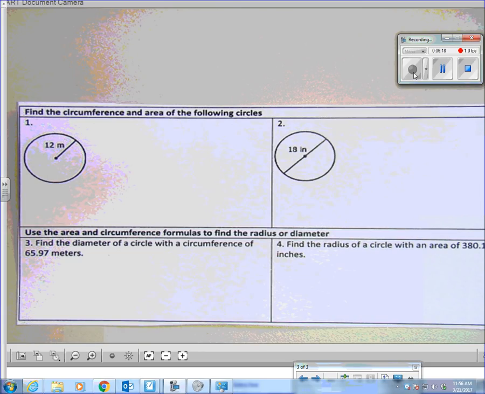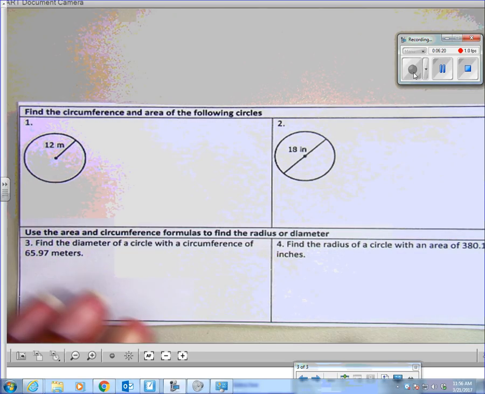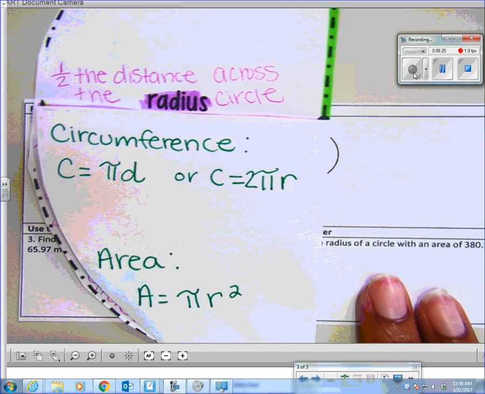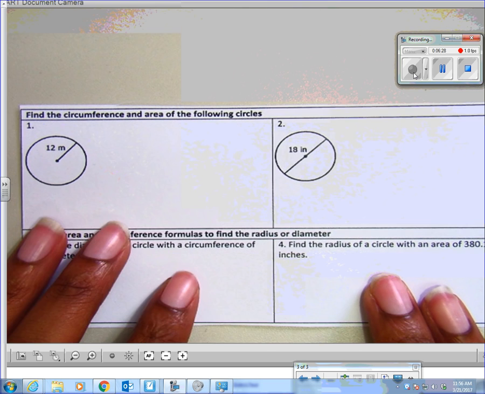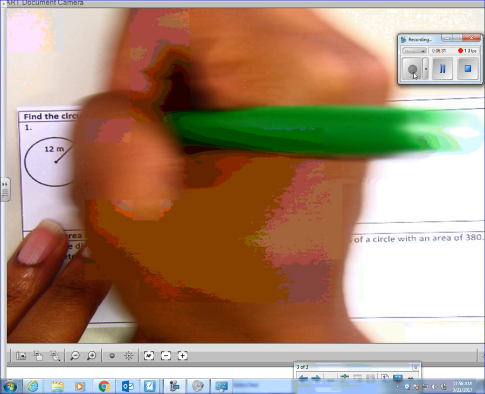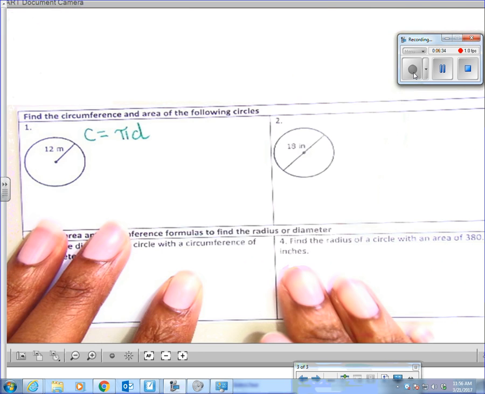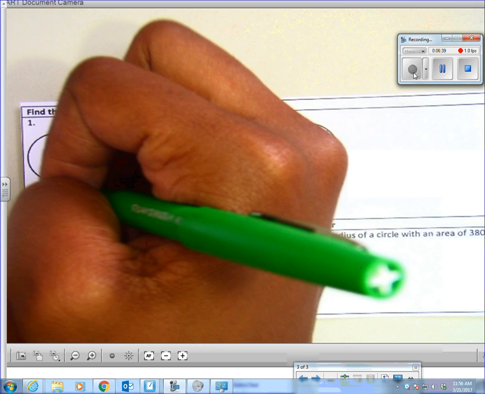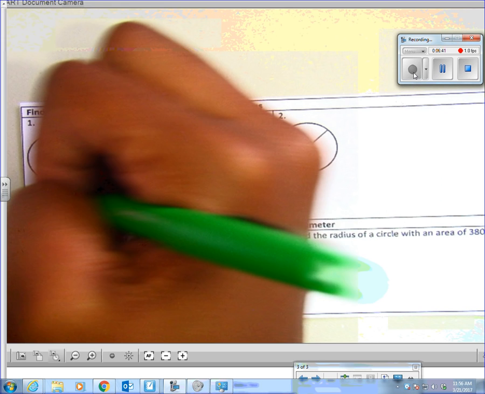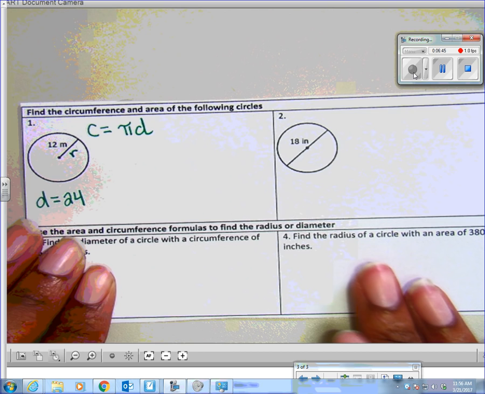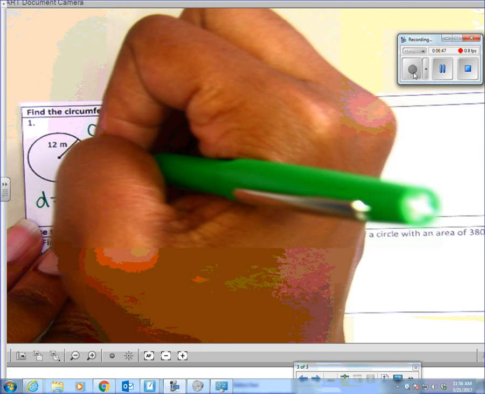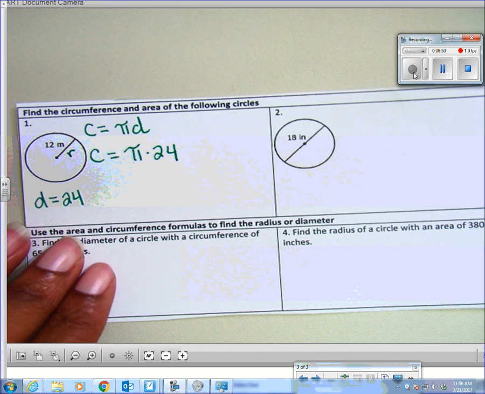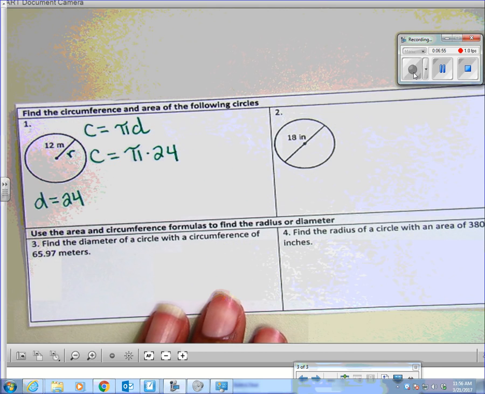All right, so the first problem wants us to find the circumference and area of this circle. So first we're going to use the formulas that we wrote on here for circumference and area, or you can find them on your formula sheet. So in order to find circumference, I'm going to say circumference equals pi times diameter. Now in this case, I was given a radius, so the diameter has to be twice the radius, so the diameter would be 24. And so we can do C is equal to pi times 24.